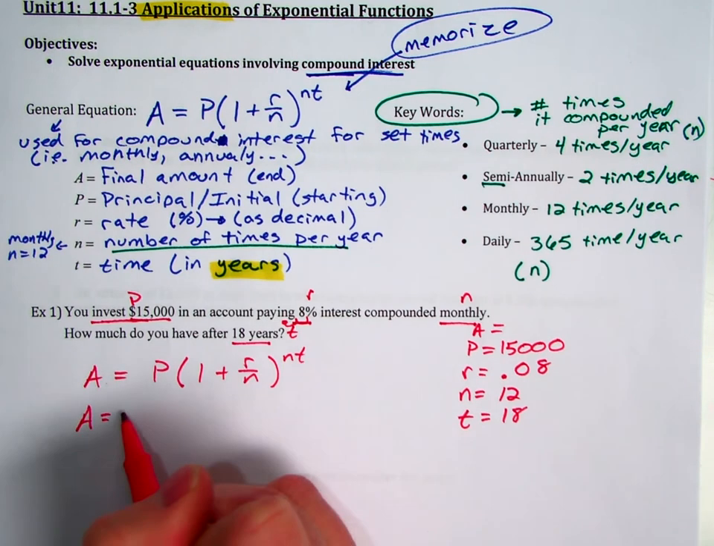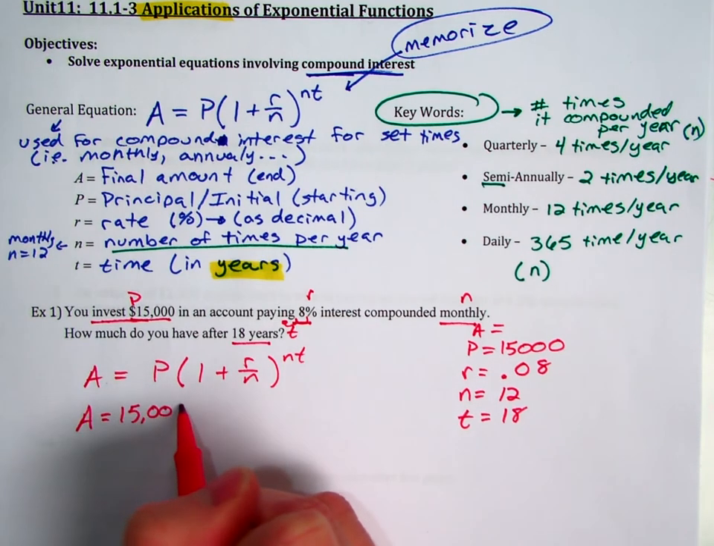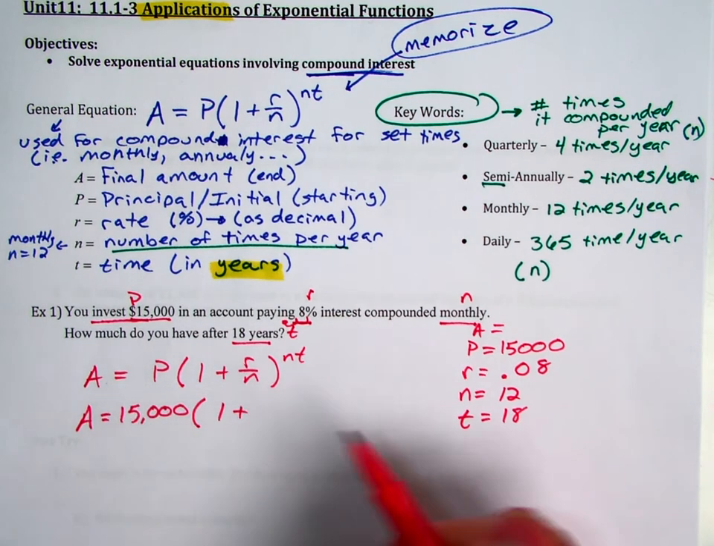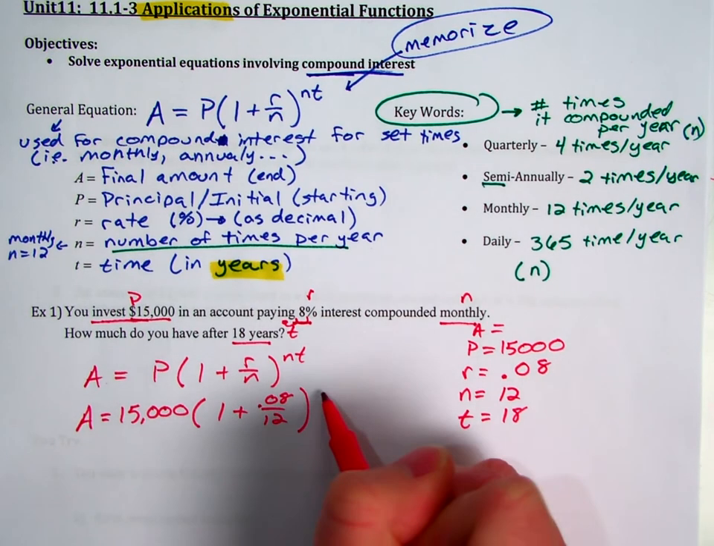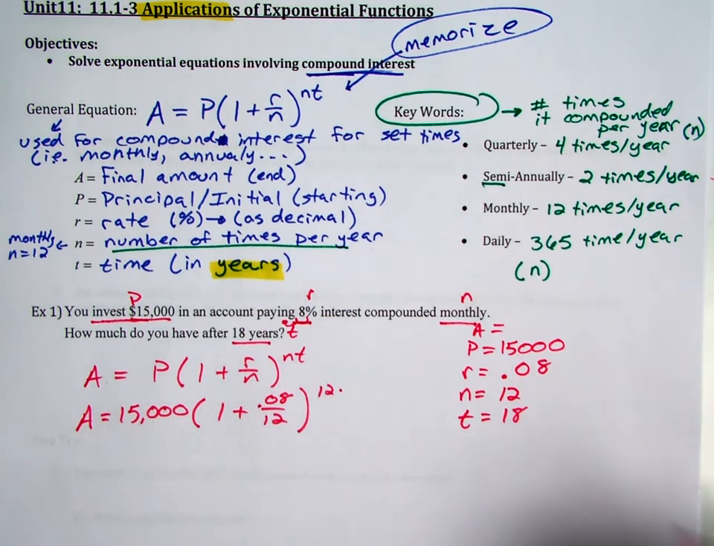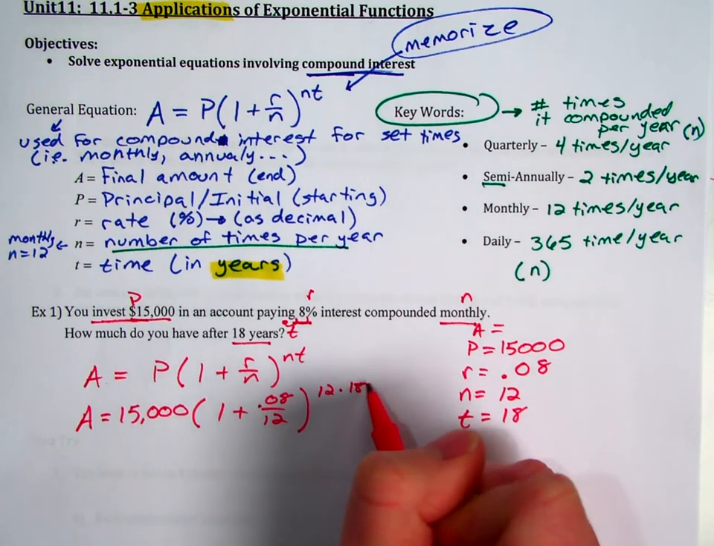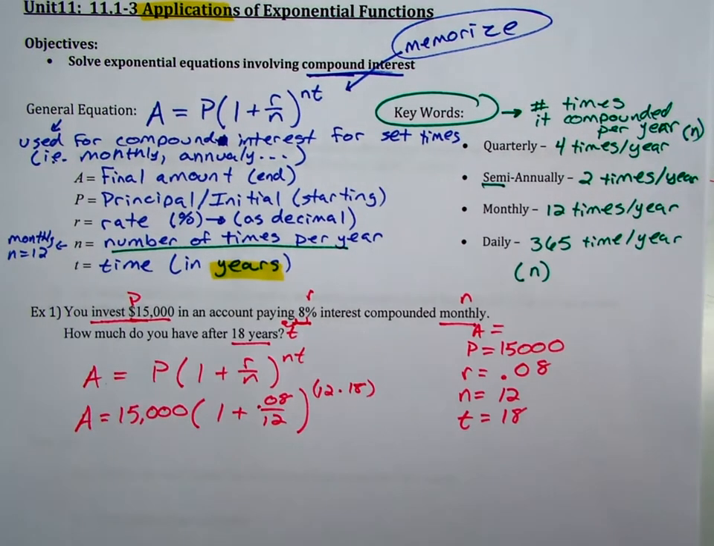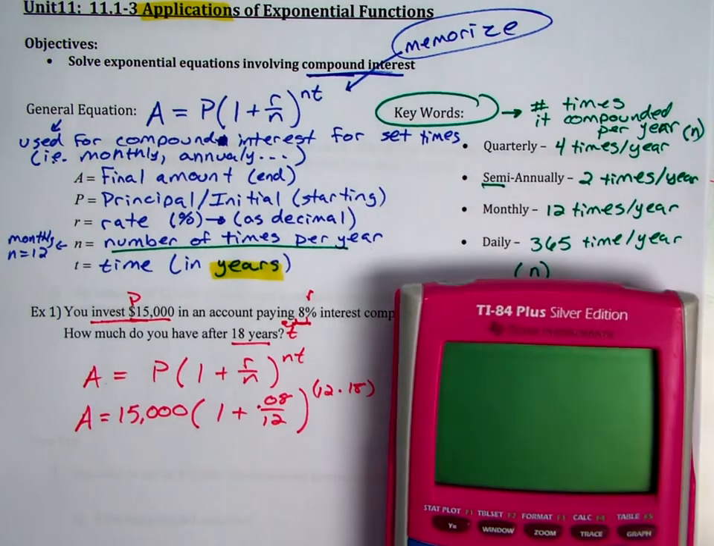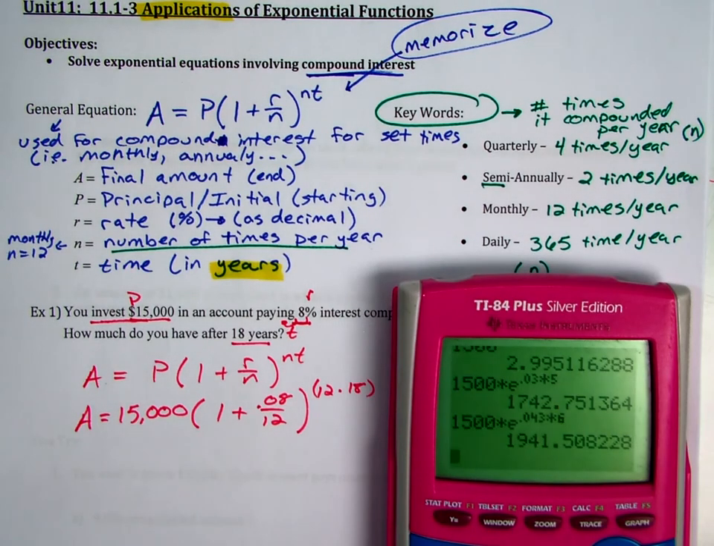I don't know my A. My P is 15,000. 1 plus 0.08 over 12 to the 12 times 18. Now, a lot of times I'll put that in parentheses so that I remember that all of that is an exponent, and then I can just go over to my calculator to type this in. So we're going to clear this out.